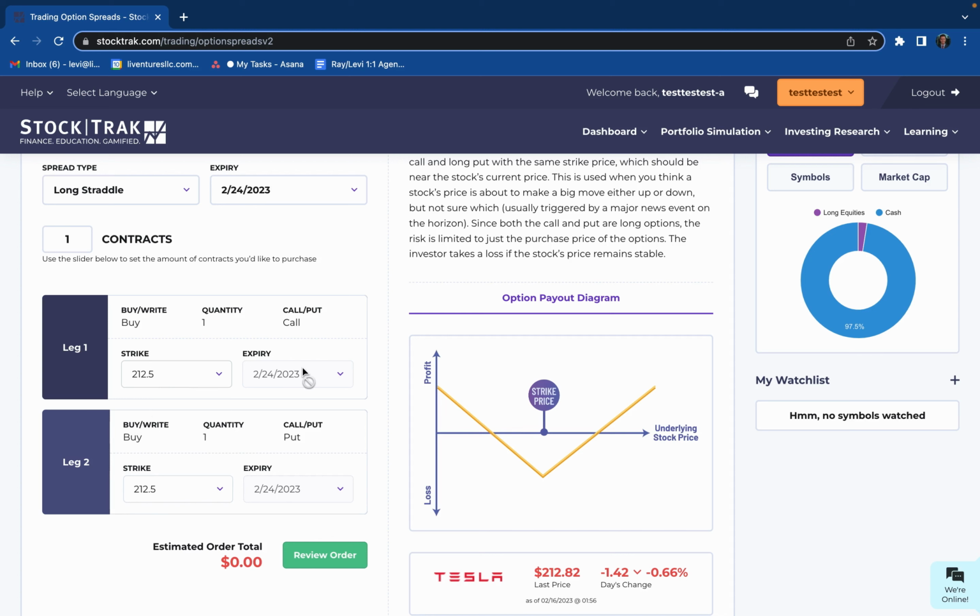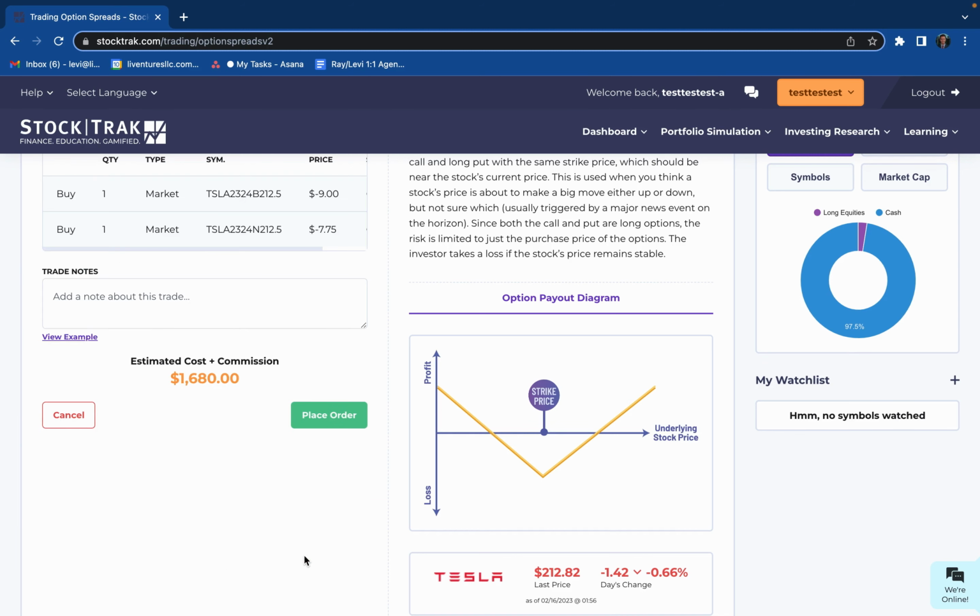My expiry date is here. My number of contracts is here. I have the same number of calls as puts, which is just 1. And hopefully sometime between now and 2/24, the news that I'm hoping for comes out about Tesla and the stock makes a big move, and then I'll be in the profits.